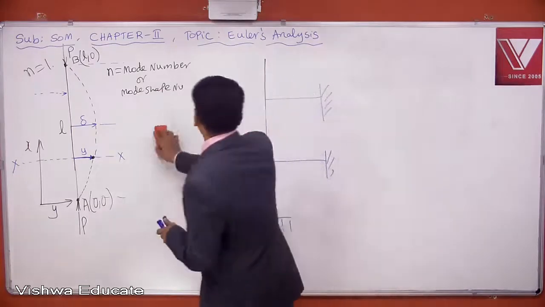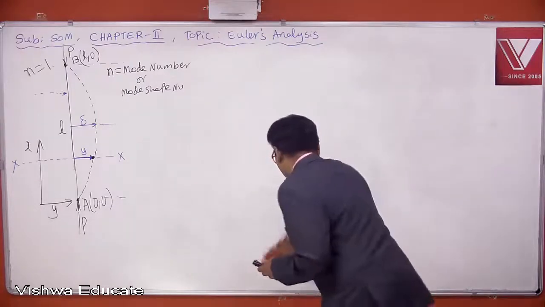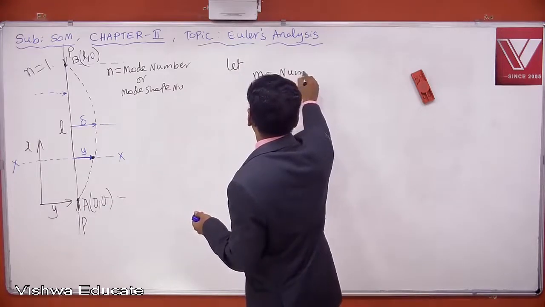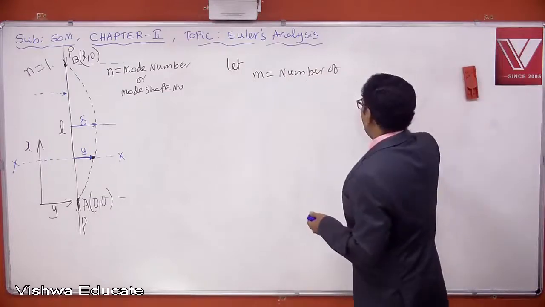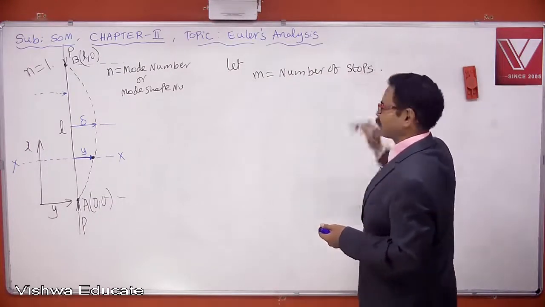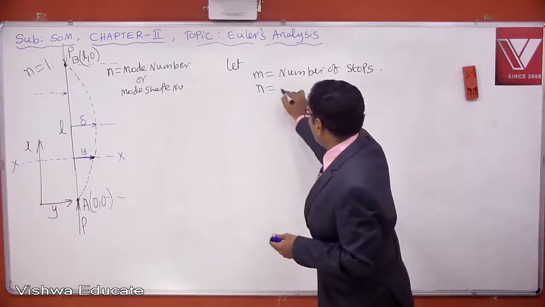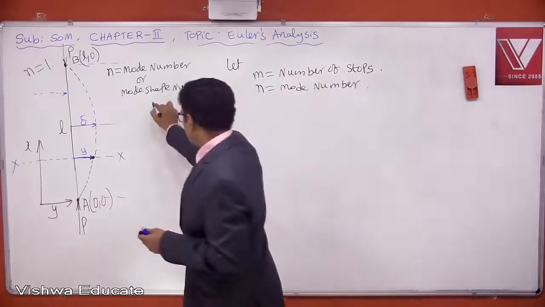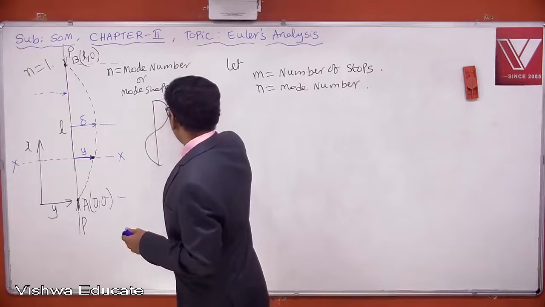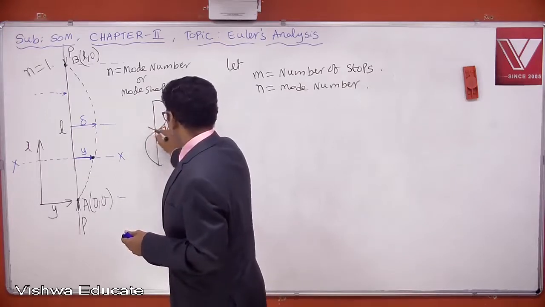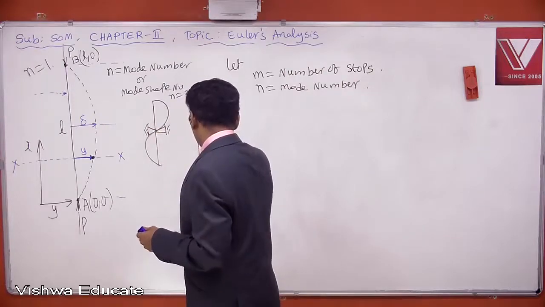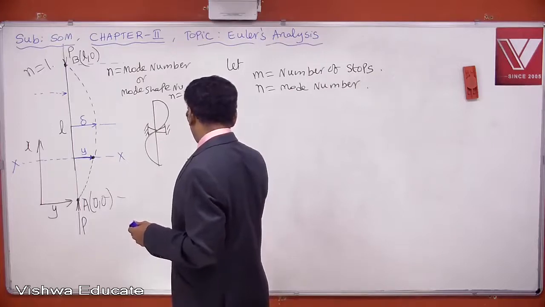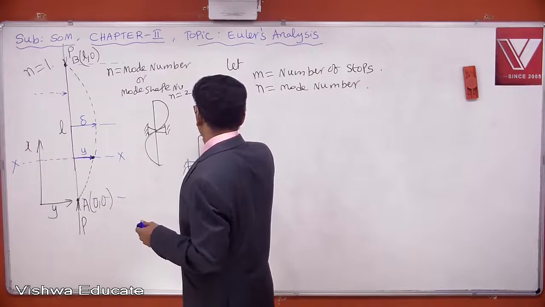Okay, so here I want to introduce a parameter. Let M be equal to the number of stops. Please copy, man, don't wait. M is equal to number of stops. N is equal to mode number. So this is the second mode, man, right? N is equal to 2, I put one stop here. And this is the third mode. I put two stops. Here N is equal to 3.